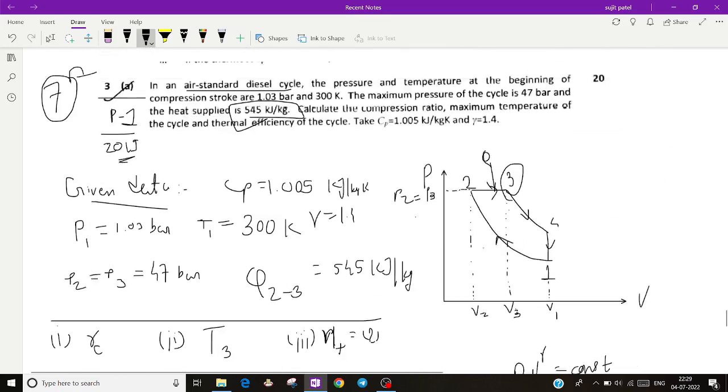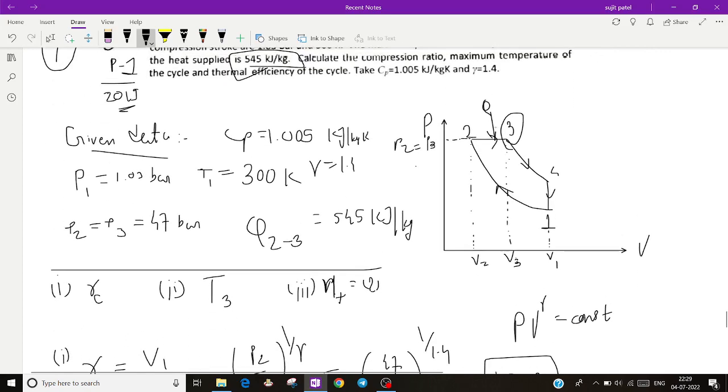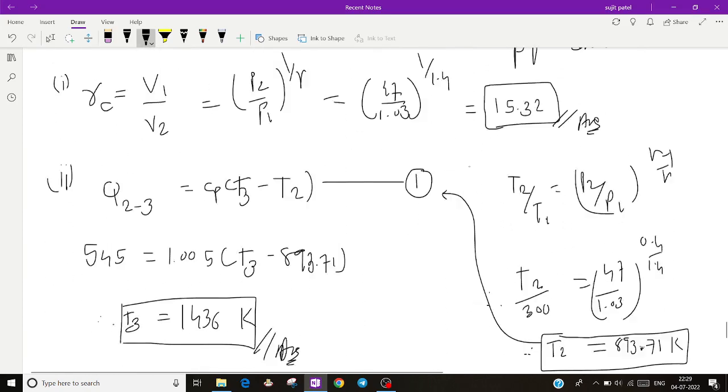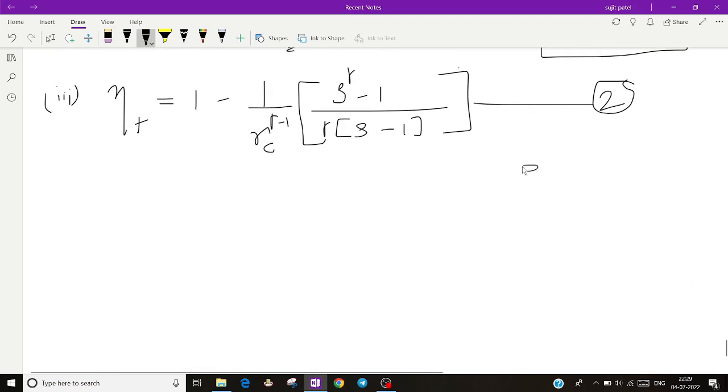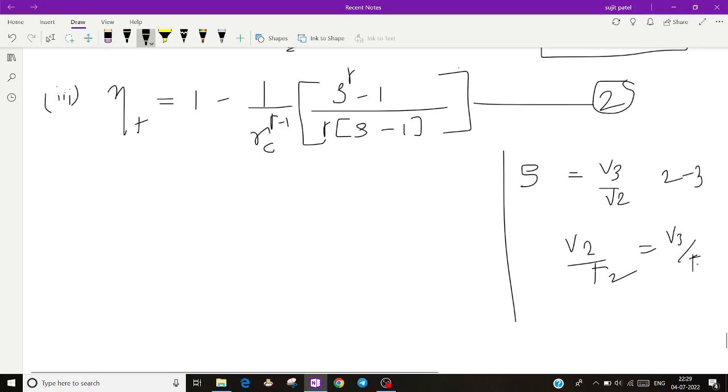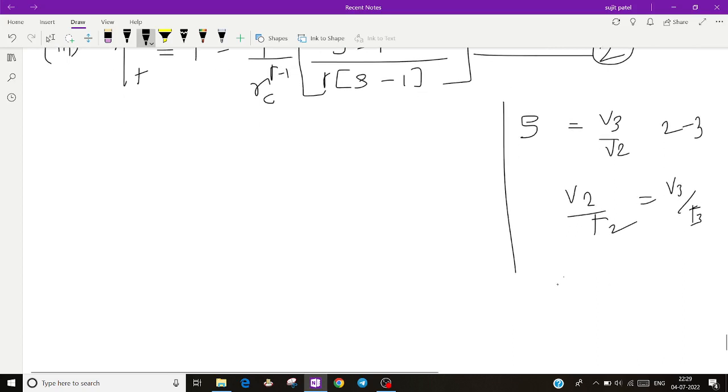Now what is the cutoff ratio? From the figure we can say that cutoff ratio is V3 by V2, at which cutoff takes place. But we don't have the value of V1 or V2 or V3 either. We don't have any values. So what we have to do is, we know 2 to 3 is a constant pressure process. So V2 by T2 is equal to V3 by T3. We have the T3 and T2 values. So V3 by V2 is equal to T3 by T2.